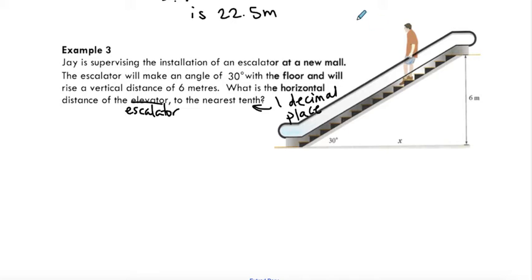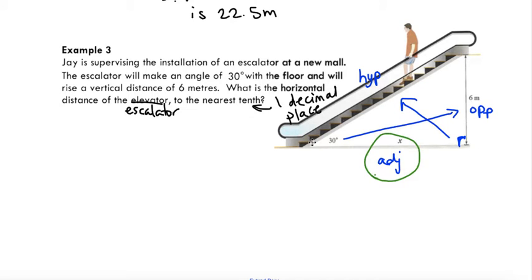So always begin by labeling the sides of your triangle. We're going to assume that our vertical distance makes a 90 degrees with the floor. And so across from your right angle is your hypotenuse. Across from the angle that's given to you is the opposite side, and beside your angle is your adjacent side. Ask yourself what you're trying to find. I'm trying to find x, which is that horizontal distance of the escalator. And I know the vertical height of my escalator, which is 6 meters.